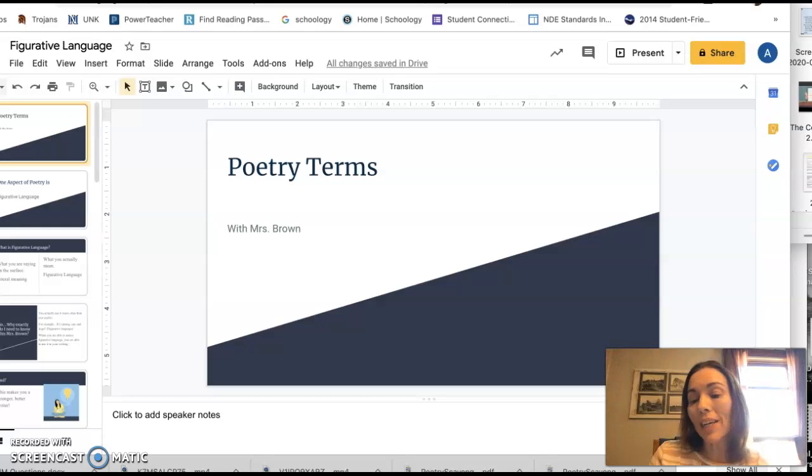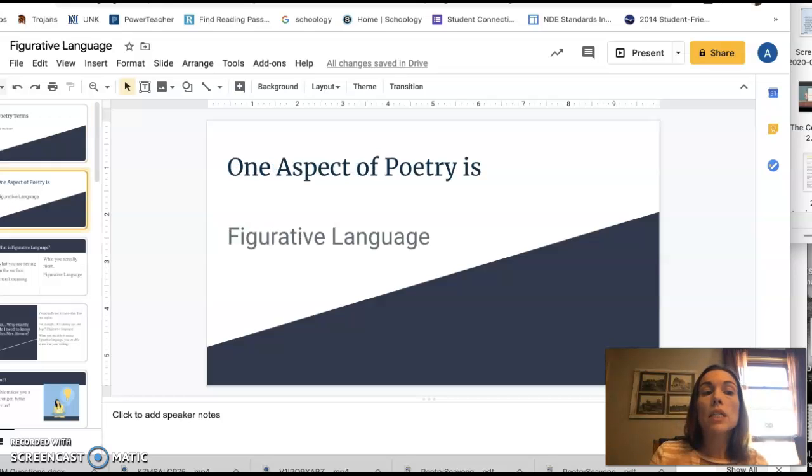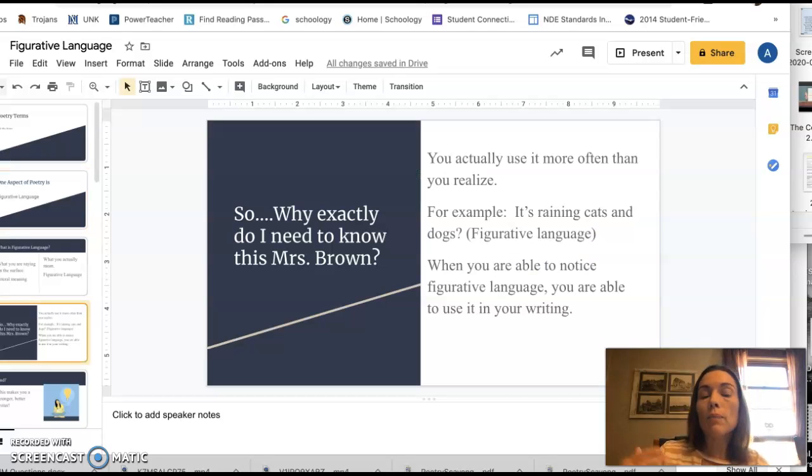And this week, we're going to talk a little bit about poetry. Actually, we will the next few weeks. So I wanted to get us kind of introduced by looking at some figurative language and some different types of things we'll see in poetry, language we'll use in poetry. So, one aspect is figurative language, and we use that in both poetry and prose writing. And basically, we use it more often than we think of.